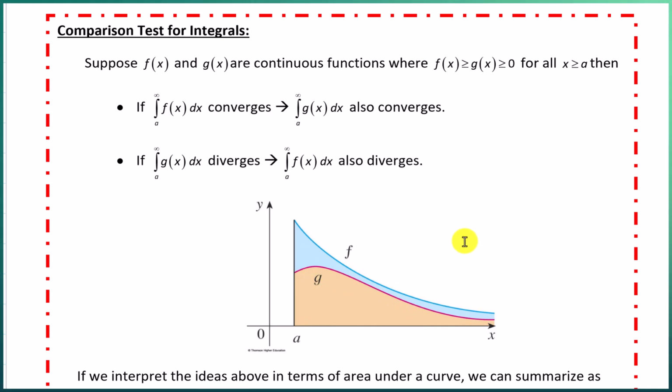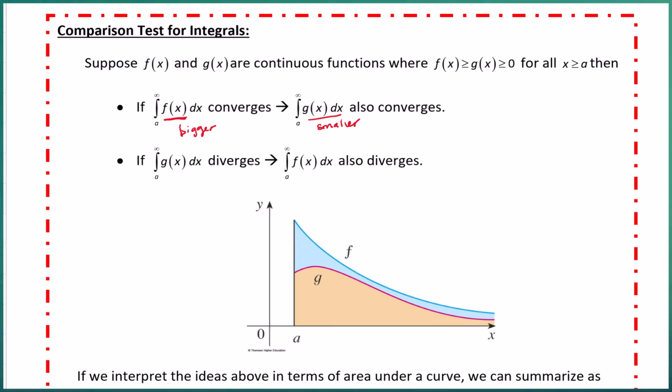If we think about this in terms of area, if we have convergence of that bigger function, that is telling us that the area from a to infinity under f of x to the x-axis is finite. Well, then, of course, any other area trapped underneath it would also have to be finite. And so if the bigger function, f of x, converges, then the smaller function must also converge.